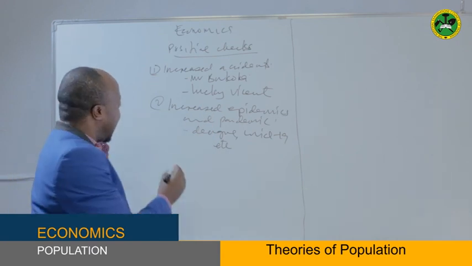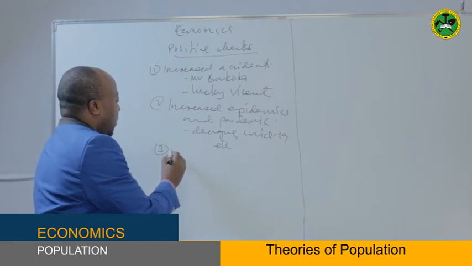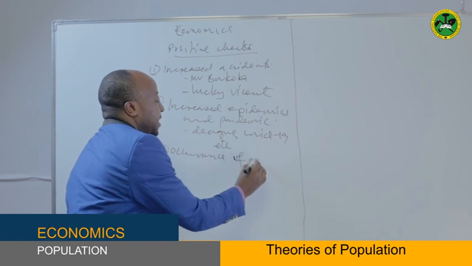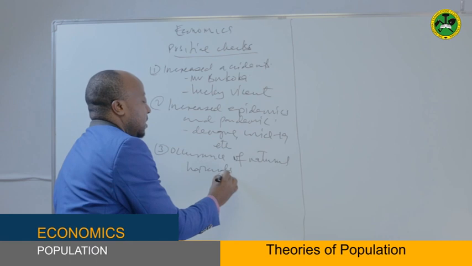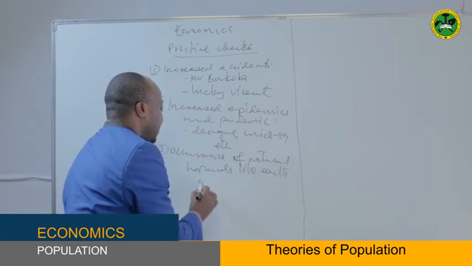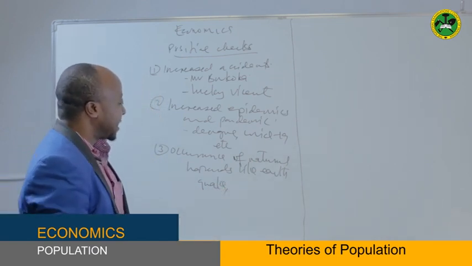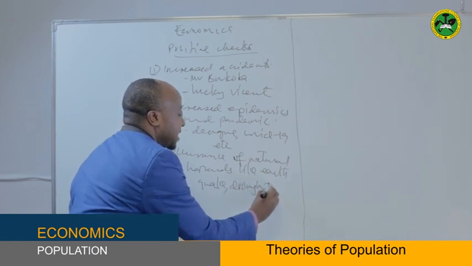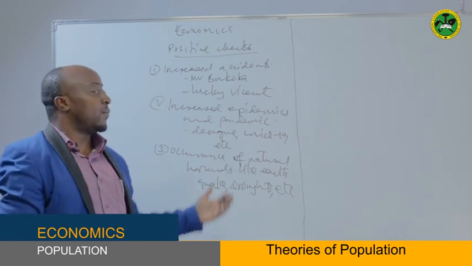We have another case in Tanzania, the increased occurrence of natural hazards, like earthquakes. We remember that one of Kagera. We have issues of droughts in some areas, etc. This is an indicator that population is controlling itself naturally.